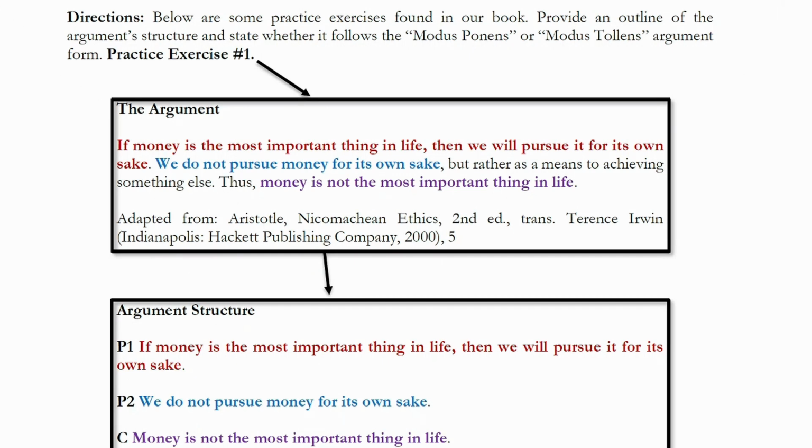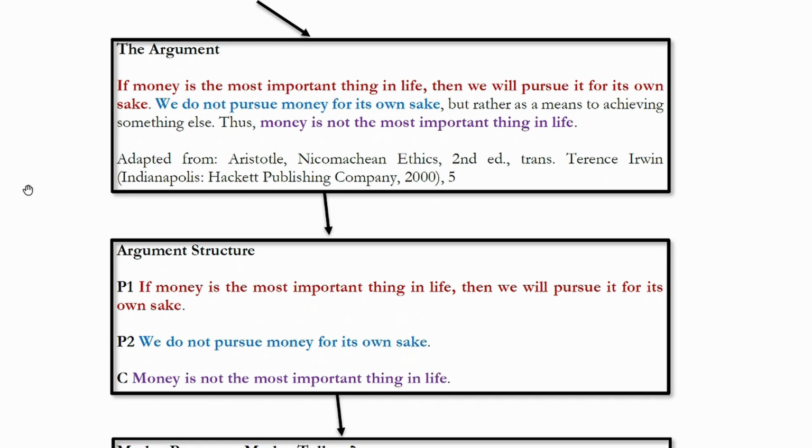This is an argument indicator. It's telling you that what comes next is a result of the preceding premises. So money is not the most important thing in life. That is the conclusion of our argument. And I have that down here in the argument structure.